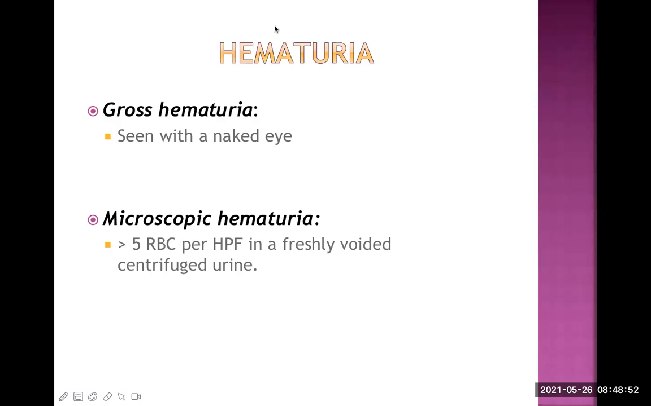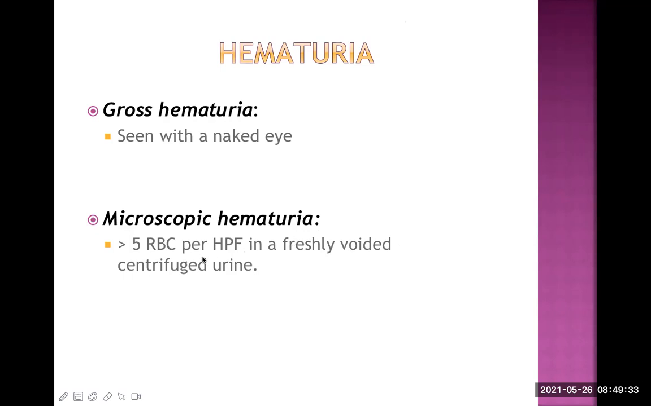Now, first of all, you should know the meaning of hematuria. Hematuria can be of two types: gross hematuria and microscopic hematuria. Gross hematuria means frank red blood which is seen with the naked eye. The patient party is complaining that my child is passing red colored urine. This is known as gross hematuria.